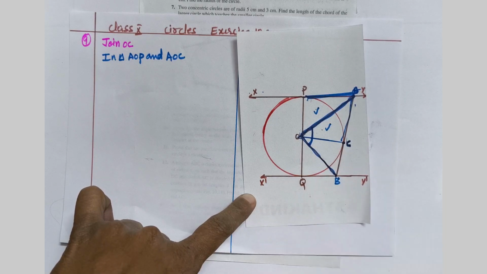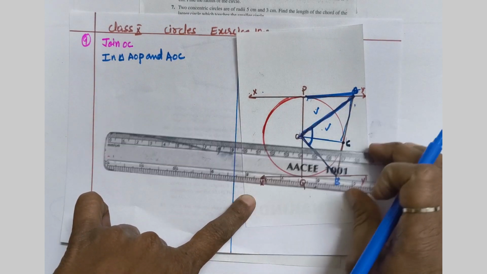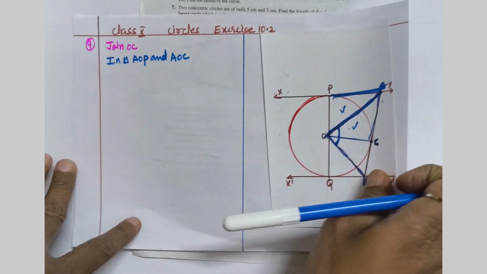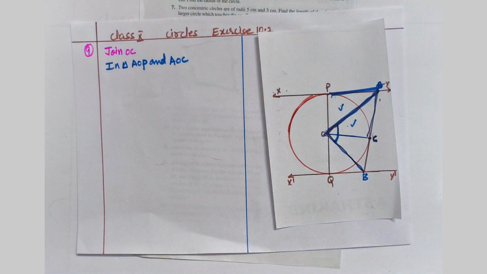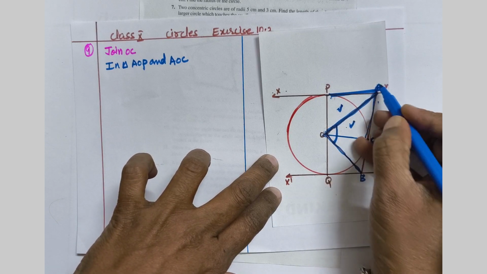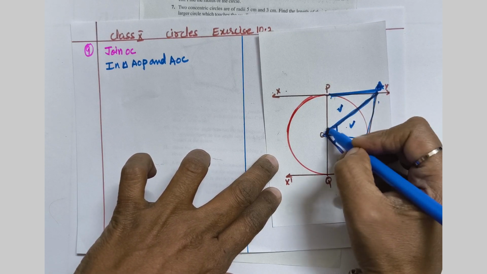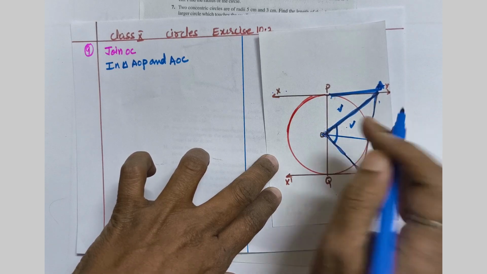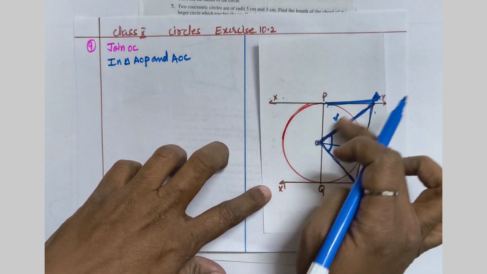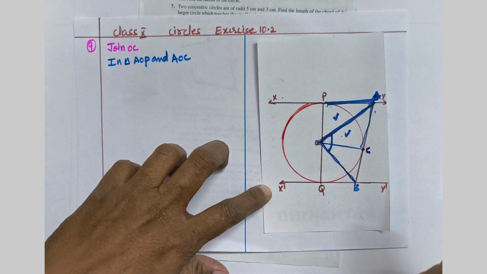So for proving, first we will join OC. You join OC. First you do one construction. What is it? Join OC. After joining OC, carefully listen. First we will compare these two triangles. Which triangles? Here A is there: triangle AOP and triangle AOC. These two triangles we are comparing.